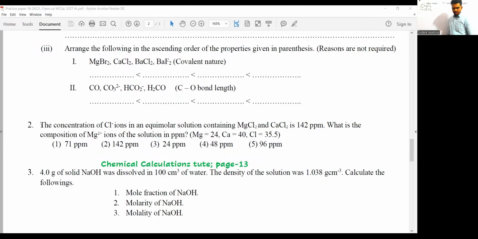So it's asking, what is the composition of magnesium 2 plus? It's asking magnesium 2 plus composition in ppm. That's what they ask. And the relative atomic masses of magnesium, calcium, and chlorine atoms are given. And there are 5 answers to select. Okay, I hope you understood the question.